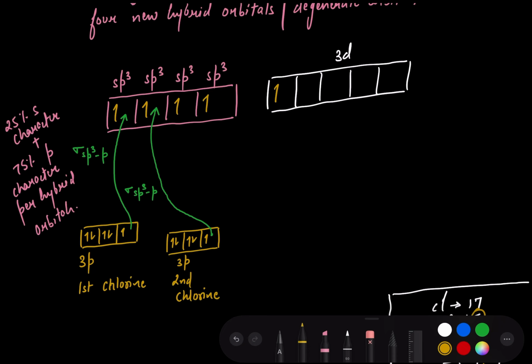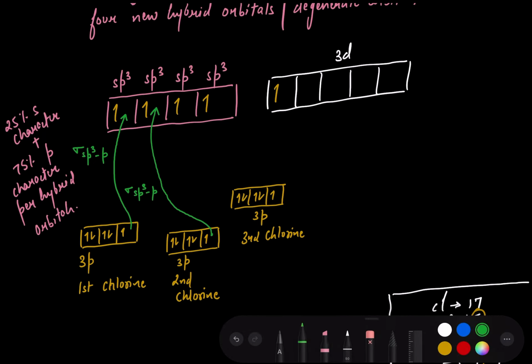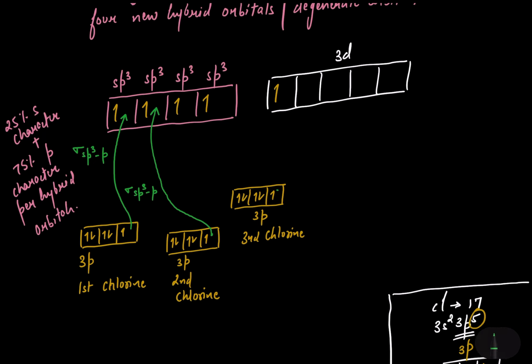Now I'm talking about the third chlorine. I'm drawing the 3p subshell of the third chlorine. Now again 3p has a total of 5 electrons: the first, the second, the third, fourth and the fifth. Here also we are left with one 3p orbital with 1 electron, which will have the head-on overlap with one of the sp3 hybrid orbitals of phosphorus to form the sigma bond.